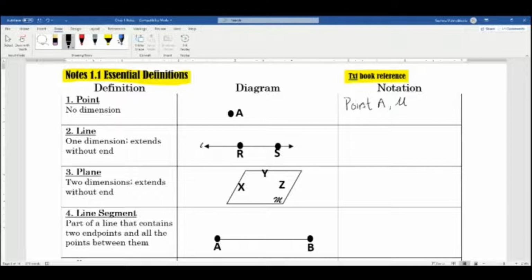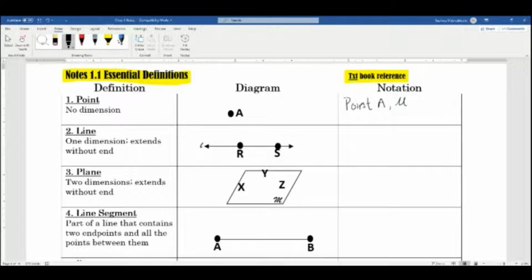The second definition is line. A line in geometry is an object that has one dimension, just length, excuse me. So a line doesn't actually have a width. And you can think about a line as a lot of points next to each other. So if you put a bunch of points next to each other and zoom out, it'll look like a line.